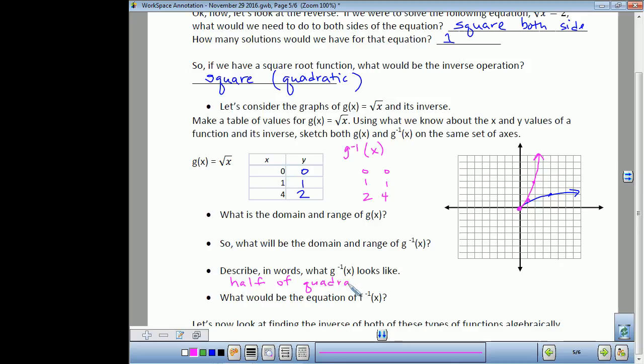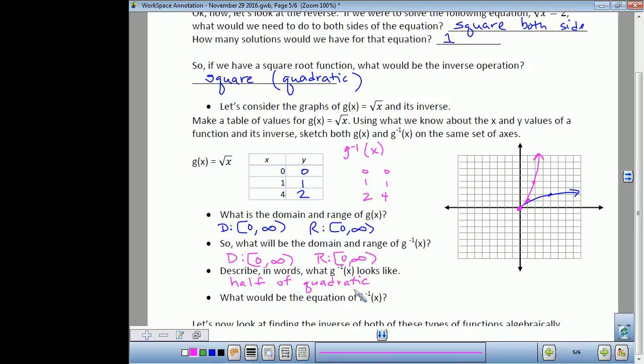Now let's investigate why. If we look back at our original function, this blue graph for g of x, the domain goes from 0 to infinity, and the range also goes from 0 to infinity. So when I swap those to get the inverse, it doesn't look any different, does it? The domain, if I swap, looks the same. And the range, if I swap, looks the same. Now we're going to do one in a minute that looks different so you can actually see what's going on.